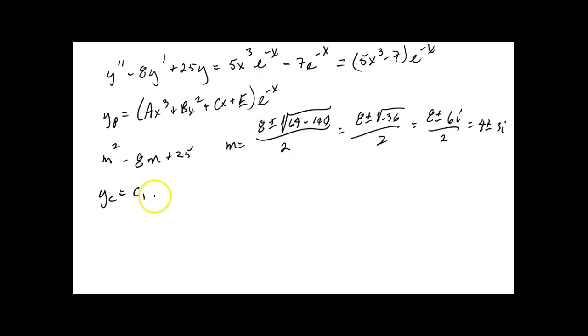Yes, and it doesn't matter where you put it, but e to the 4x. Well, yeah, it does matter, because to keep from having to write it a second time, I want to have it in front. And I'm lazy enough to do that. e to the 4x times C1 sine 3x plus C2 cosine 3x.